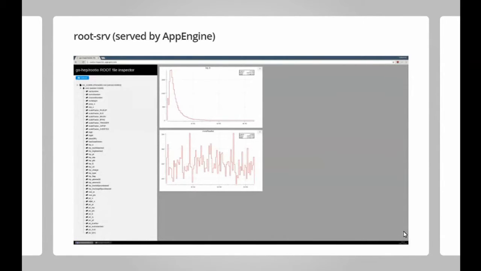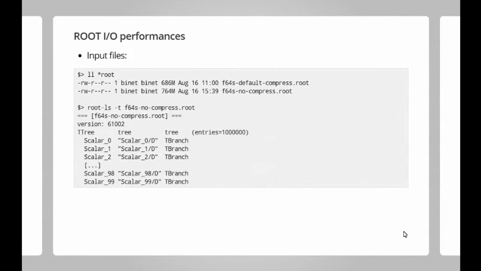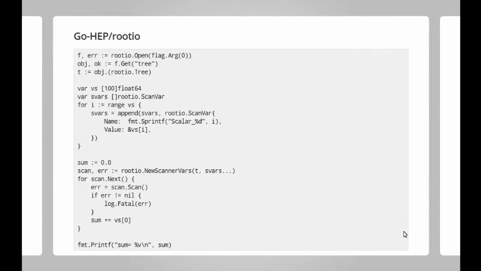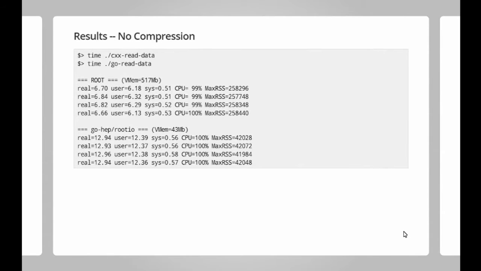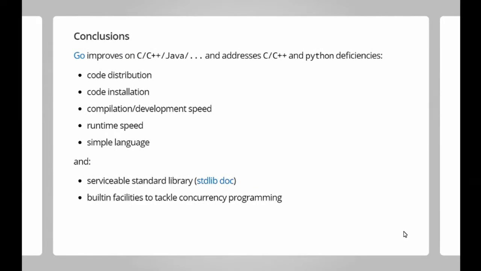So here is the web server, which takes files, and I can click on one of those branches. And I also compared root.io performance against the C++ implementation, and I'm just twice as slow as it. There's still some work to be done for me to be not the first one, but I'm not doing all of the optimizations yet. So basically, Go is a great language for you to try out, I think.